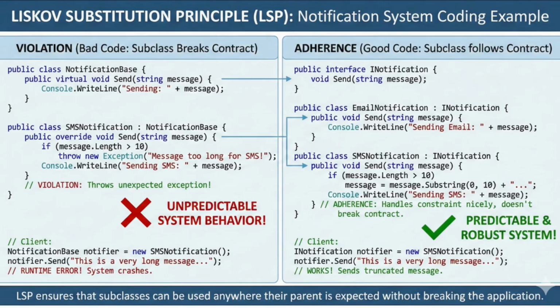Now if the client writes NotificationBase notifier = new SMSNotification(); notifier.send("this is a very long message"), the system crashes with a runtime error, because the system expected normal sending behavior but instead received an unexpected exception. This leads to unpredictable system behavior, runtime failures, and a subclass breaking the parent contract.